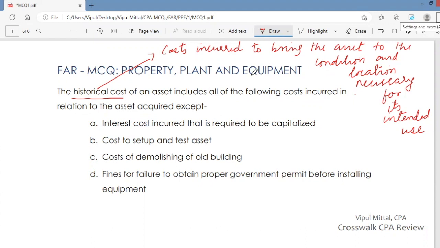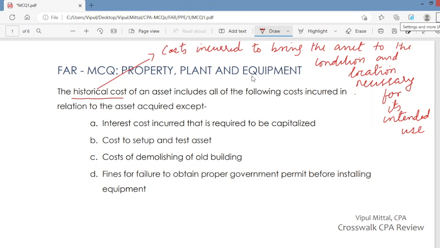Cost to set up and test asset. So all the costs that you incur to bring the asset to the condition and location necessary for its intended use are capitalized. Now this includes invoice price, transportation cost, installation cost, sales taxes, interest that is capitalized, cost to set up and test asset also. These are also essential cost that you incur to bring the asset to the condition and location necessary for its intended use. So cost to set up and test asset is also capitalized.